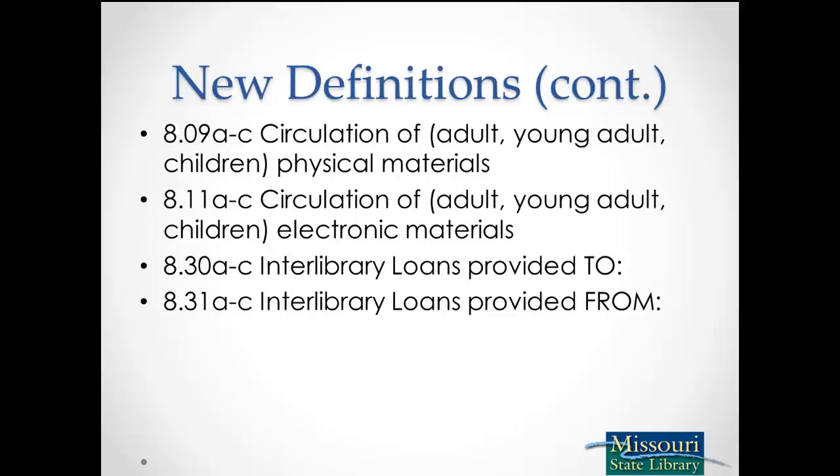8.09 A through C, circulation of adult, young adult, or children physical materials, were updated to reflect the inclusion of interlibrary loan transactions borrowed for users in the count. While the definition wording of 8.11 A through C, circulation of adult, young adult, and children electronic materials changed, the same circulations are being collected as in the prior year.